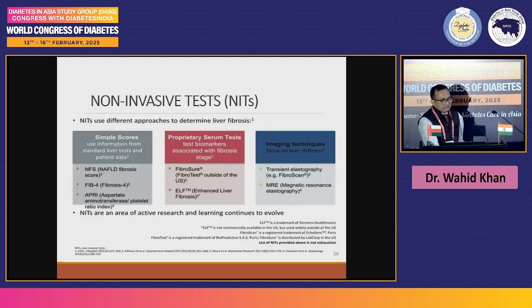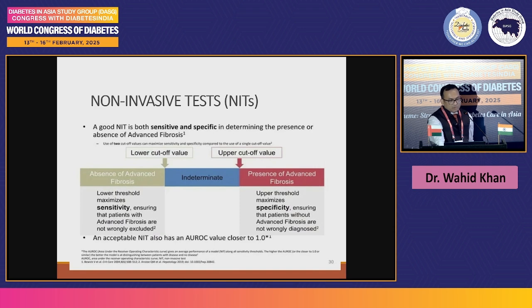A variety of non-invasive tests are available in the clinic settings, which range from simple scores like NAFLD fibrosis score, FIB-4 score or APRI score, to some proprietary serum tests like the enhanced liver fibrosis test, which is available in UK and Europe, and imaging techniques like FibroScan or MR elastography, which I'll divulge in a little more detail in further slides. A good non-invasive test must be both specific and sensitive to determine the presence or absence of liver fibrosis.